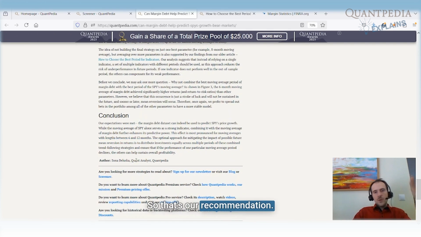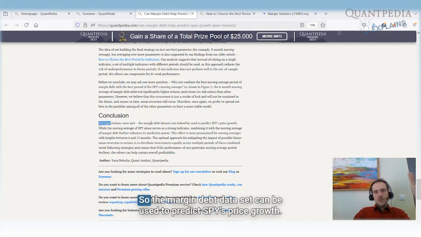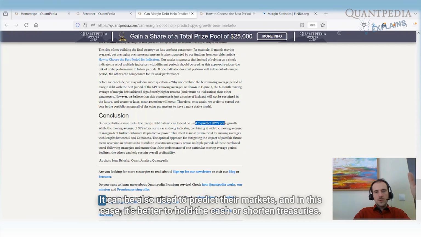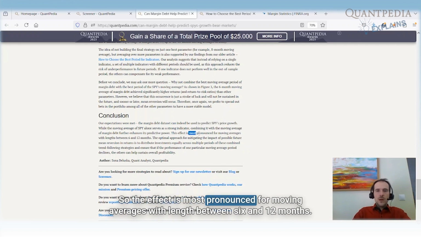So that's our recommendation. What is the conclusion? I would say that our expectations were met. So the margin debt data set can be used to predict SPI's price growth. It can also be used to predict bear markets, and in this case it's better to hold the cash or short-term treasuries. So the effect is most pronounced for moving averages with lengths between 6 and 12 months.